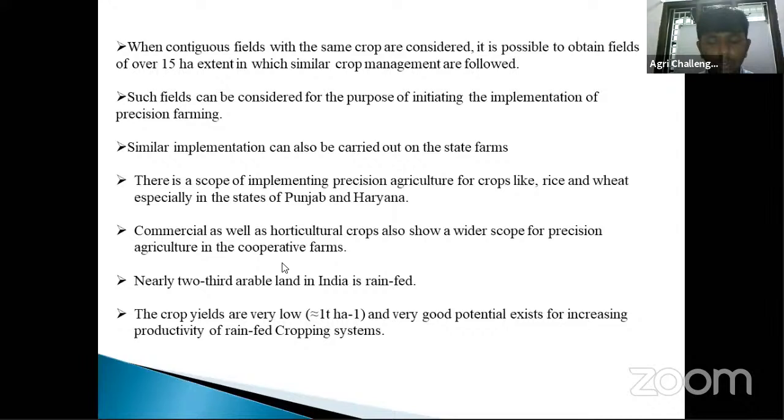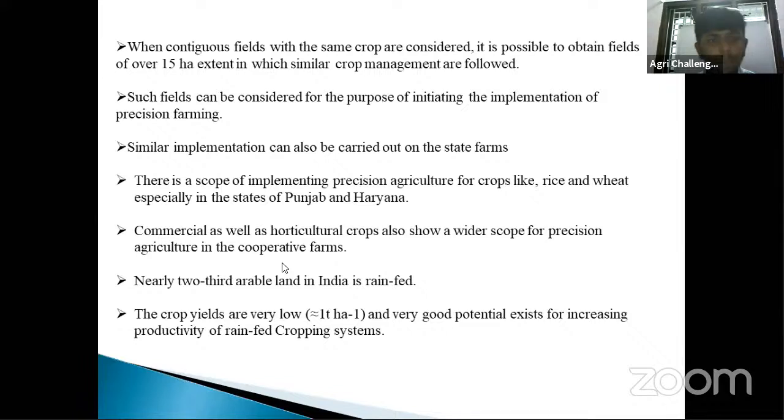To use precision farming technology, we need a minimum of 15 hectares of land continuously at a stretch with one crop, either cotton, paddy, or wheat. Such a field is better for using this technology. Similar implementation can be carried out on state farms: government farms, college farms, university farms. In those farms, we can easily apply precision farming technologies, in one way to get maximum yield, and in another way to demonstrate and create awareness among farmers.